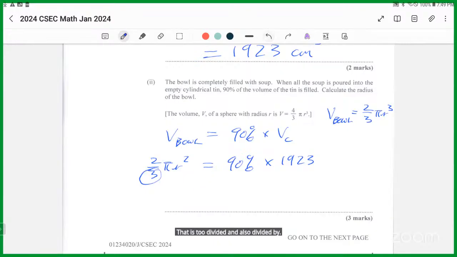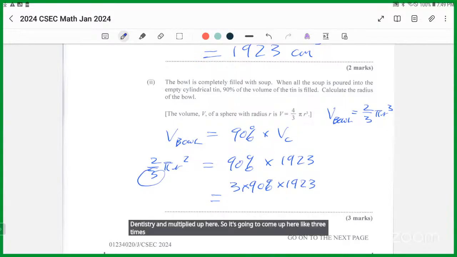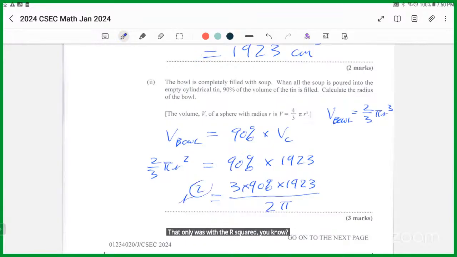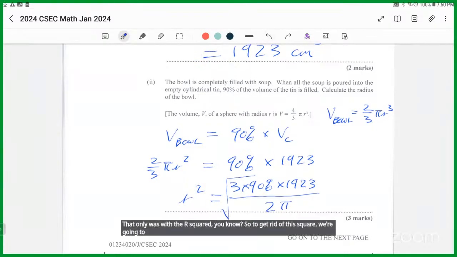Let's go step by step. Watch this now. I'm going to write it as equal to the 90% times the 1923. We don't have to work out the absolute value yet. Take this 3 and multiply it up here. So it's going to come up here as 3 times. I'm going to take this 2 pi and divide it under here. Divide the 2 pi. That's going to leave us with the r squared. So to get rid of this square, we're going to square root it. So we're going to square root this and drop the r. That's going to give us the answer.